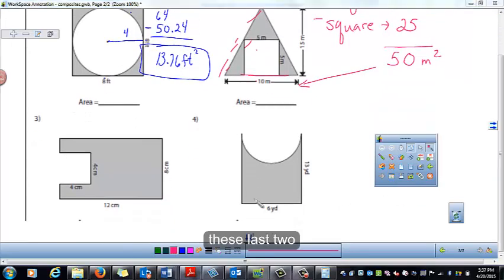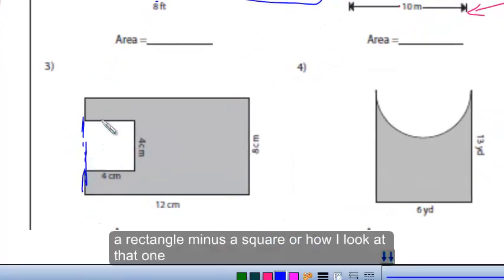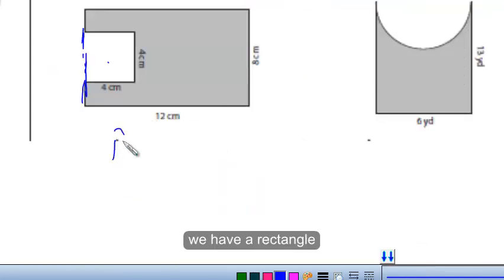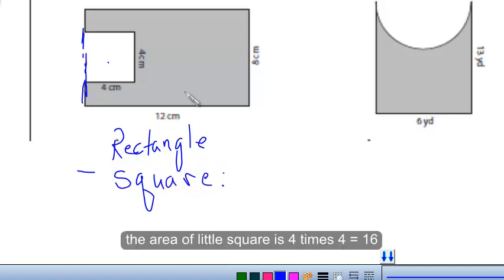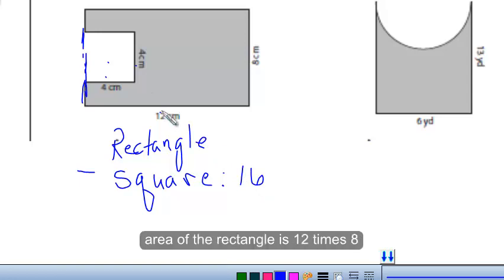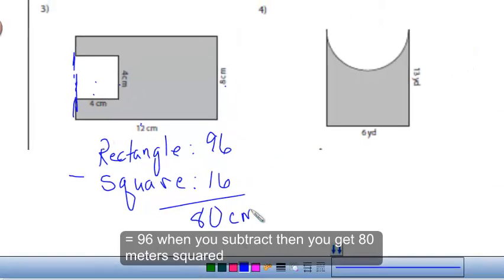These last two, if you look here, this one's kind of special. This is a rectangle minus a square is how I look at that one. The area of the little square is 4 times 4, 16. The area of the rectangle is 12 times 8, which is 96. And when you subtract them, you get 80 centimeters squared.